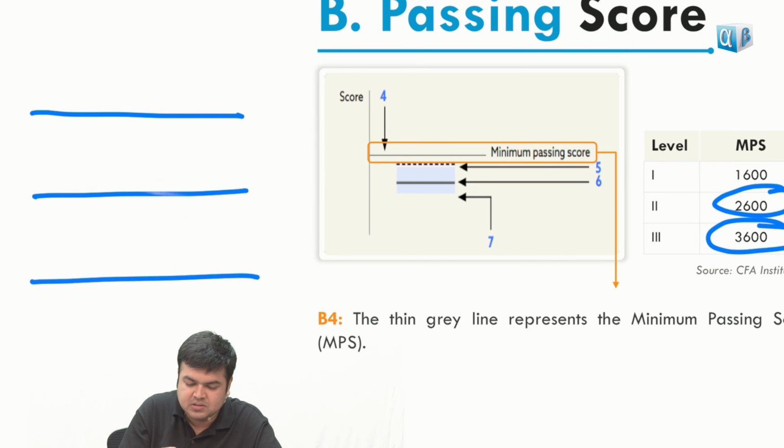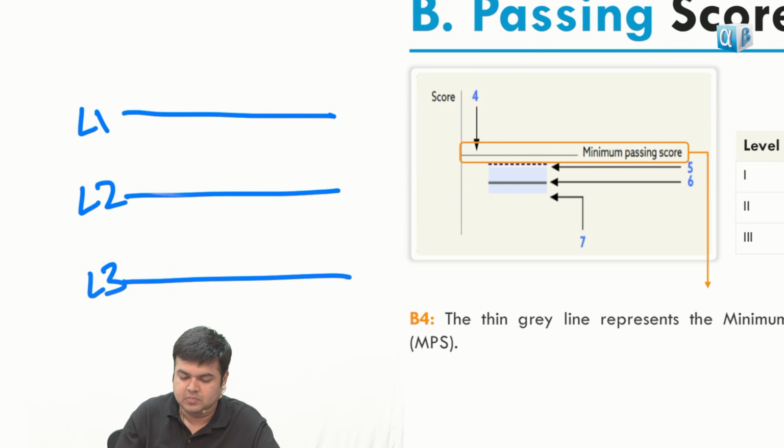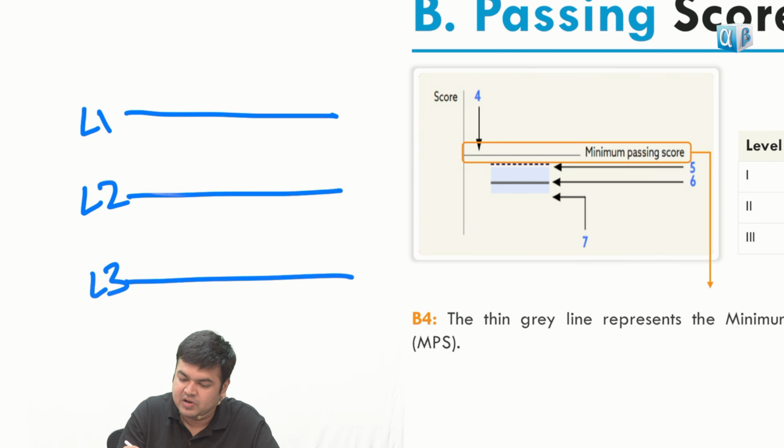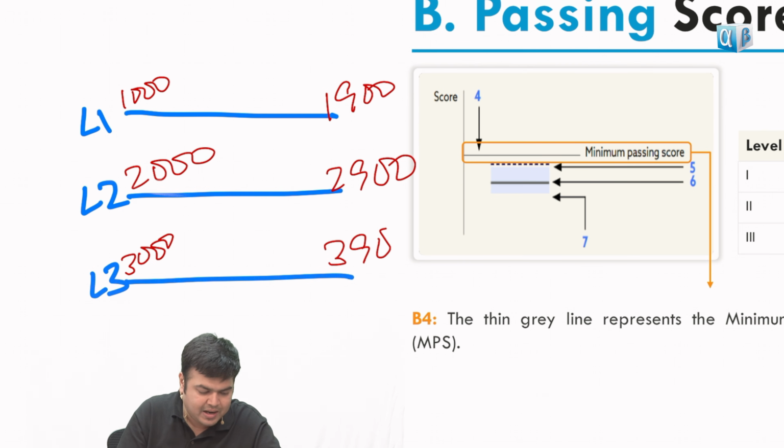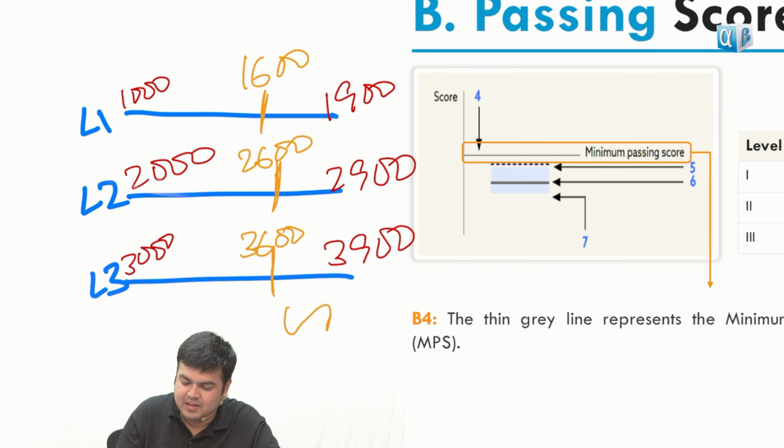So if I'm looking at L1, L2, L3, my minimum score is 1000, 2000, 3000. My maximum score is 1900, 2900, 3900. And my sweet spot is going to be 1600, 2600, 3600. In this phase, you pass. In this phase, you do not pass.